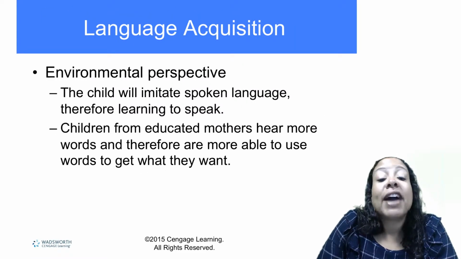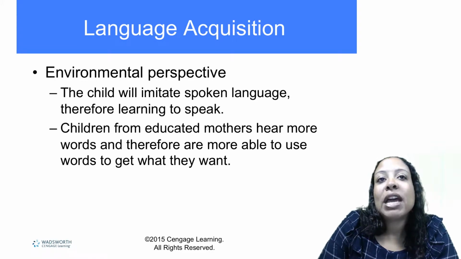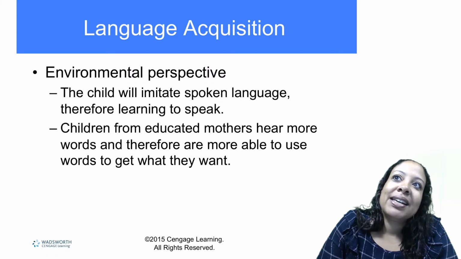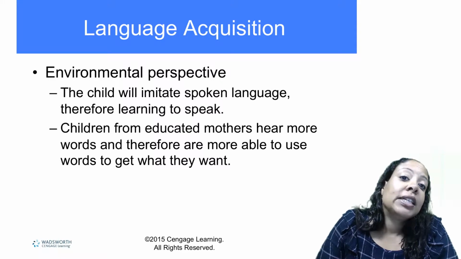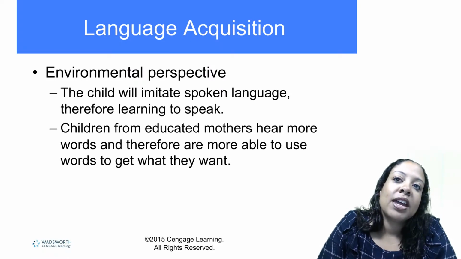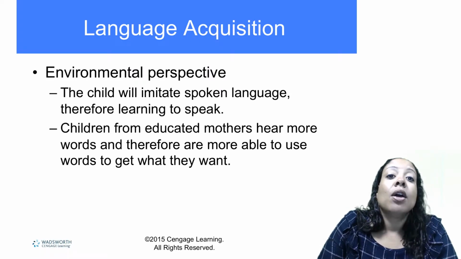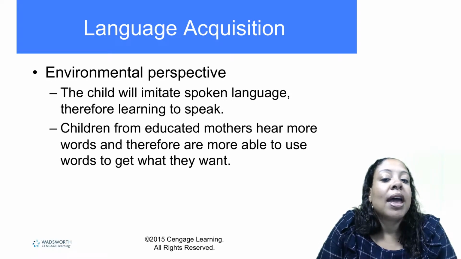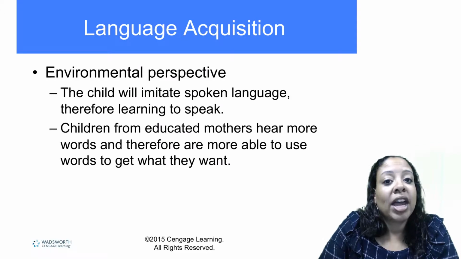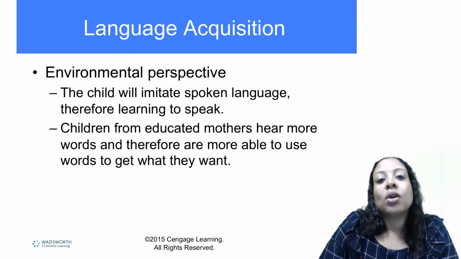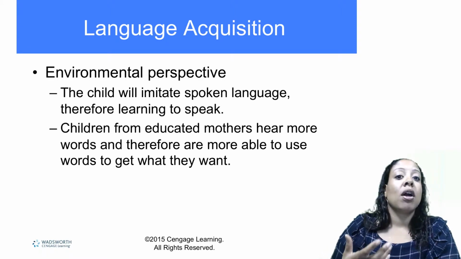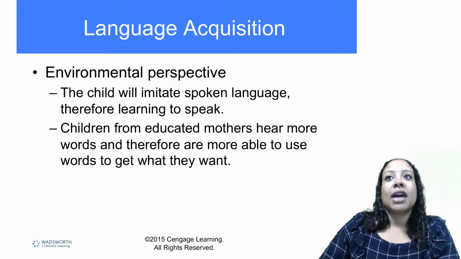Language acquisition, environmental perspective. The child will imitate spoken language, therefore learning to speak. So we have various theories about language acquisition. So this is just one approach. So the idea with the environmental perspective is that we learn language as children because our environment is filled with language. So we have caregivers interacting with us. And so we are, as children, we are imitating and modeling what we're hearing. And so we are developing language that way.